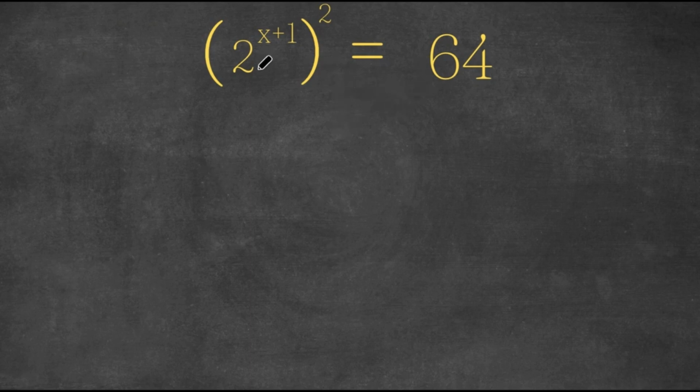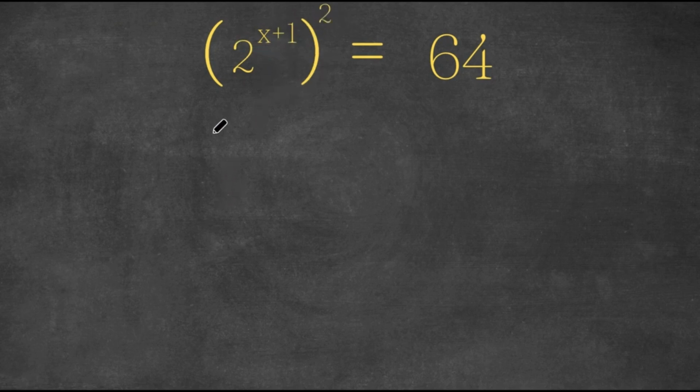In today's video, I'm going to be teaching you guys how to solve this exponential equation. So right here, we have (2 to the power of x plus 1) to the power of 2 equals 64. And what we're first going to do is simplify this term a little bit.